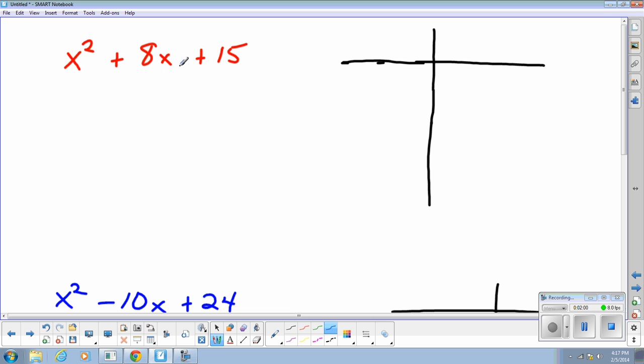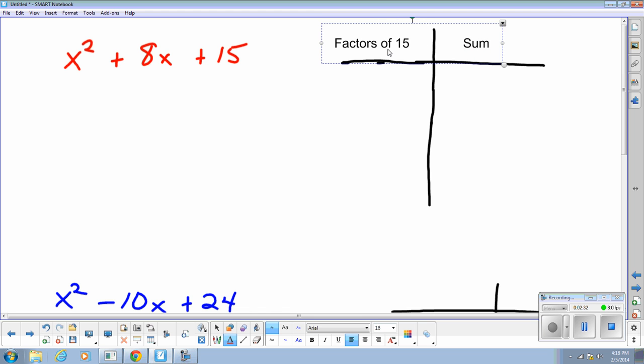We have x squared plus 8x plus 15. Looking at this, I say, okay, there are two numbers that were added together that gave me a sum of 8, and they were also multiplied together to give me 15. So what I do to help me organize this is I build a t-table. In this t-table, I will say I have factors of 15 that have a sum of 8.